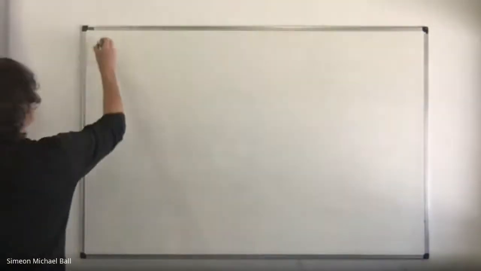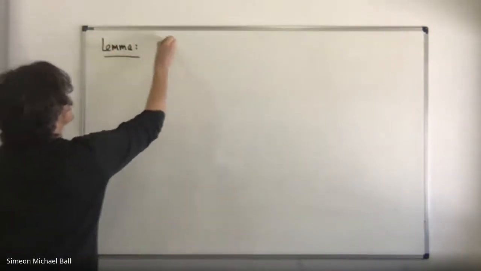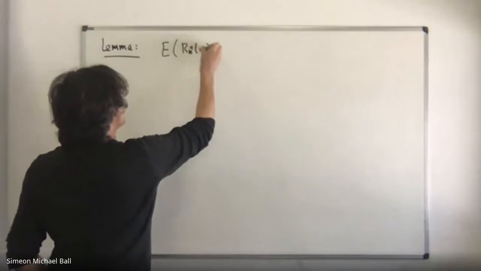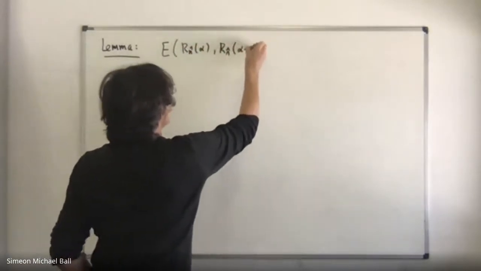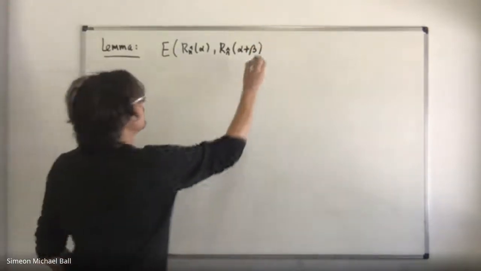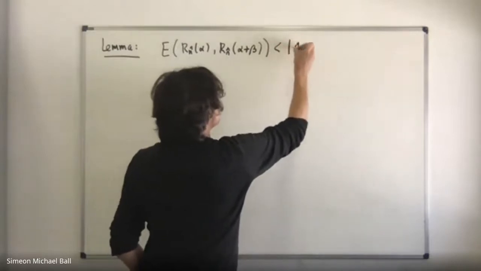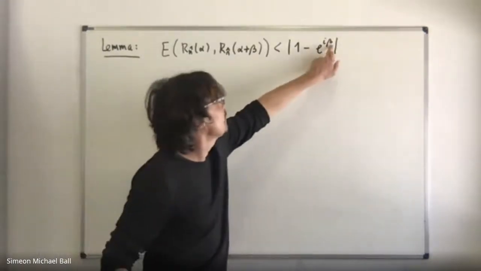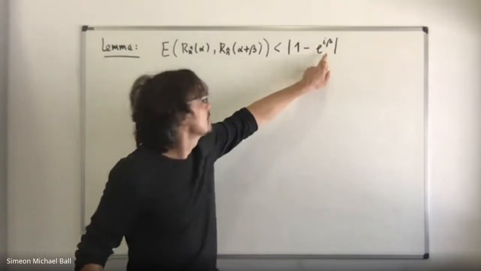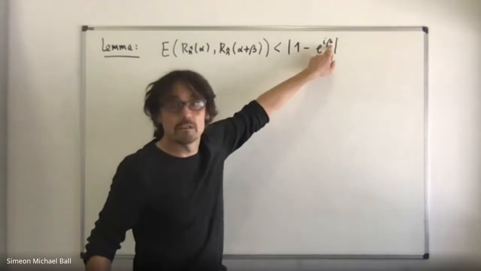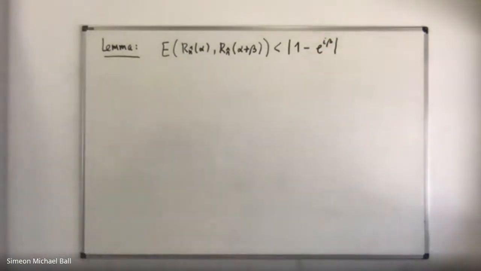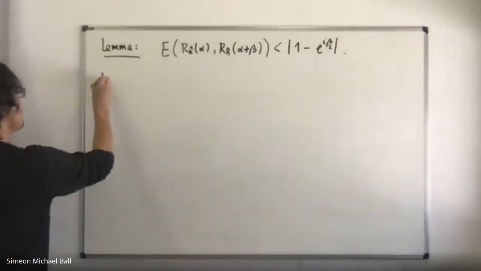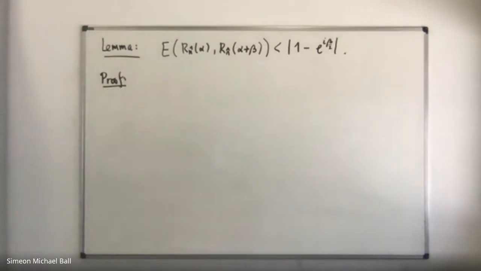Okay, so I want to prove that the error between Rn hat of alpha and Rn hat of alpha plus a very small angle beta is less than 1 minus something very, very close to 1. This is basically cosine of beta, which is extremely close to 1. Okay, so this is what we're going to prove, and it's simply a little bit of trigonometry.